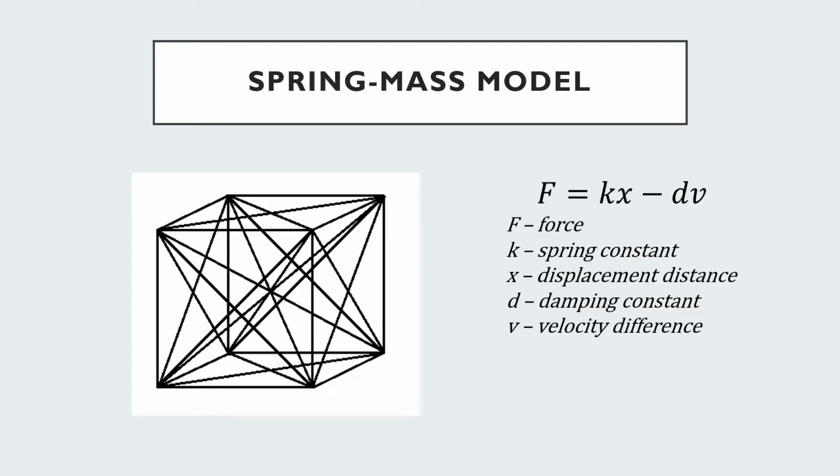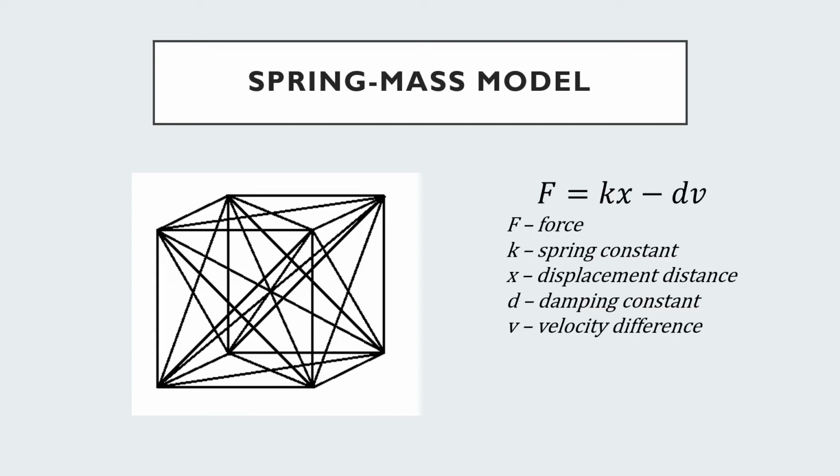Each black line is a spring that connects a vertex to another vertex. For every vertex, there is a spring to every other vertex. So if you have a model with a significant number of vertices, you'll end up with a ton of springs.